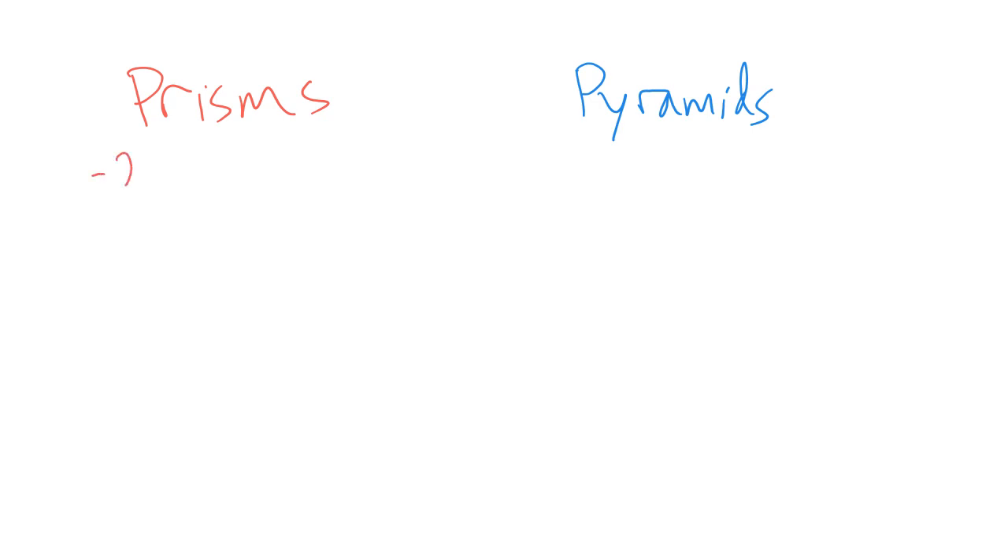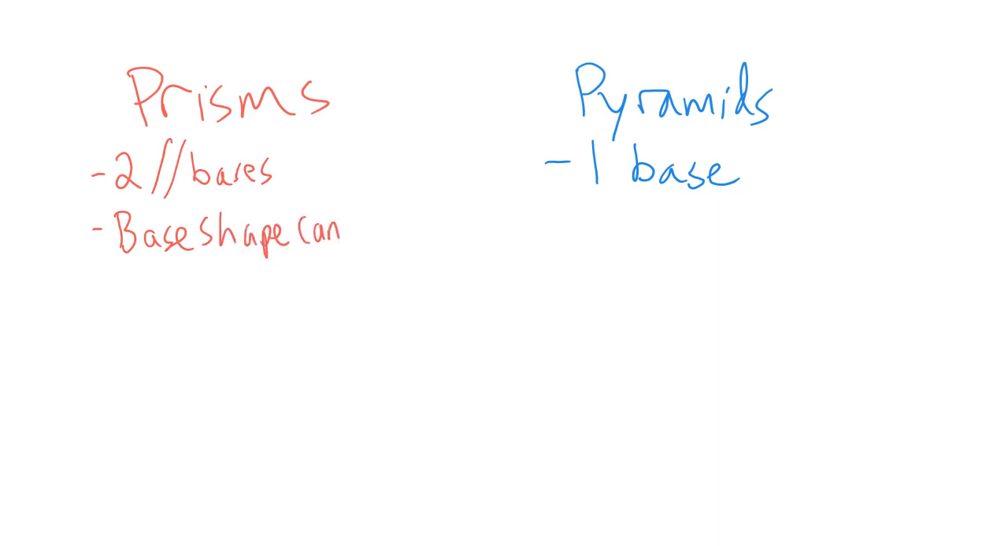As a quick recap here, guys, let's talk about our two solids that we worked with. We had prisms and we had pyramids. Here we have two parallel bases, and here we have one base. But in both of them, the base shape can vary.